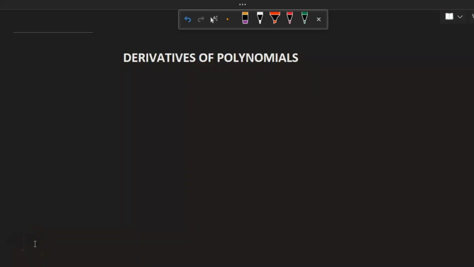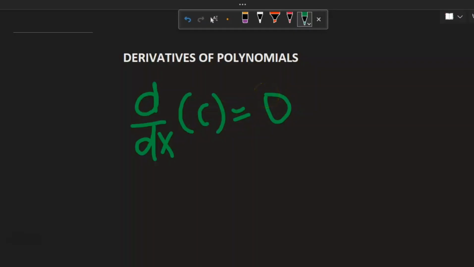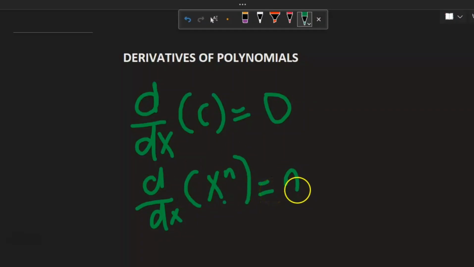In this lesson, we will focus on derivatives of polynomials. But before then, let's take a look at some important tips. We know that when you differentiate a constant with respect to x, it gives 0. And when you differentiate a power, it gives this.